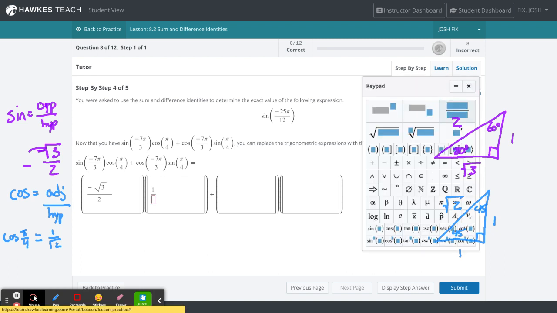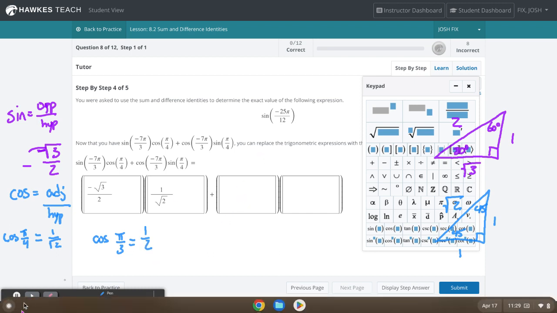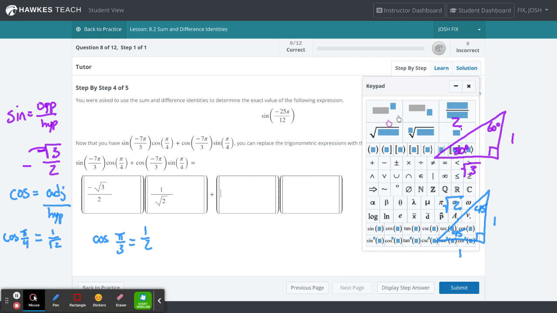So it'd be 1 over the square root of 2. Okay, then over here, now we're doing the cosine of the 60-degree angle. So we go back and we're doing the cosine of pi over 3, or negative 7 pi over 3. And so we look at this guy, and the cosine would be adjacent, so that'd be 1 over 2. All right, so that would be 1 over 2. And so then we would put that guy right there. So in here we would have 1 over 2.